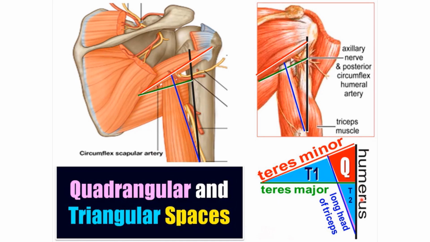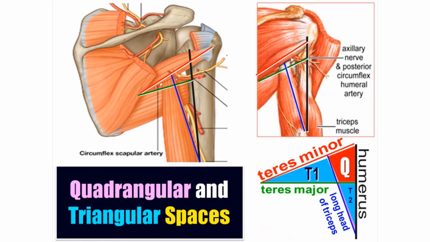Okay, so this is the humerus, this is the teres minor, this is the teres major, and this is the long head of the triceps. Okay, this is the quadrangular space, this is the triangular space 1, this is triangular space 2. Okay, so you can follow.